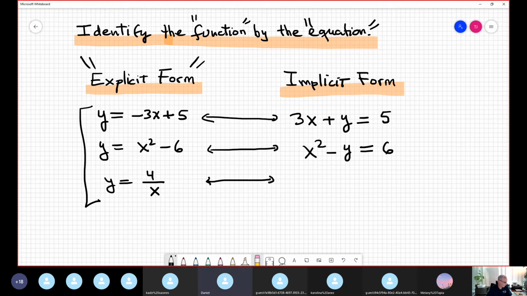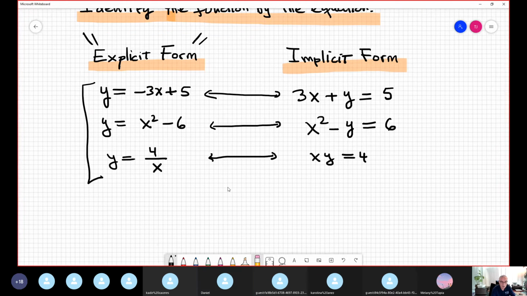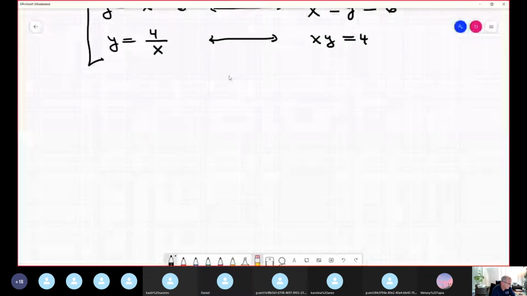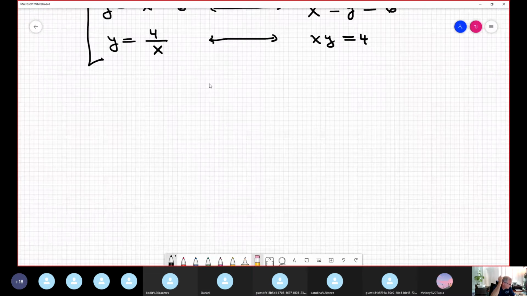In this case, x times y equals 4. So the thing I try to explain is that there are two possibilities to write an equation in algebra. Okay, I need to analyze this equation, whether it's a function or no. The first thing you should do is to make it clear. And clear is explicit. Clear is explicit.